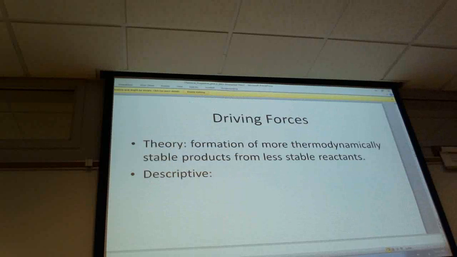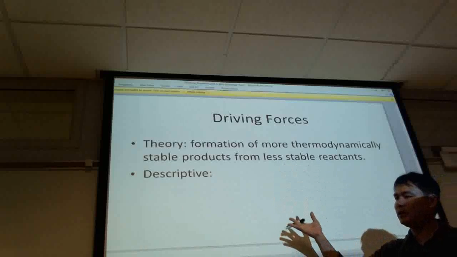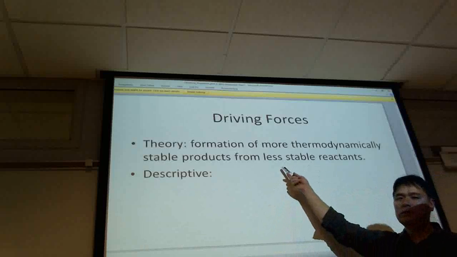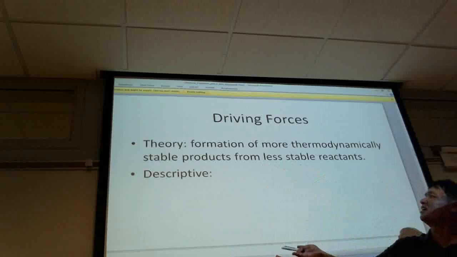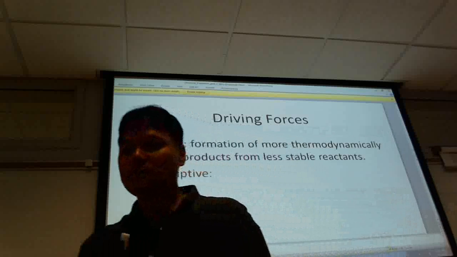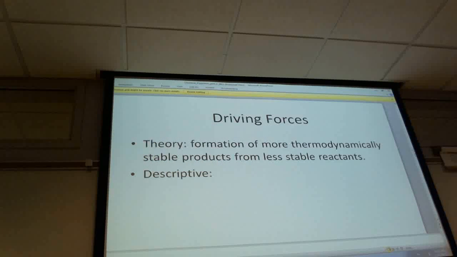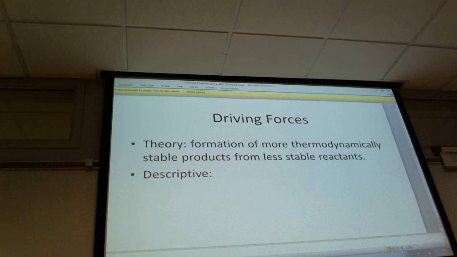And so what is a driving force? This is the way we look at it thermodynamically. Thermodynamics looks at energetics. So we're trying to form more stable products from less stable reactants. What dictates stability? Well, typically something's stable if it has strong bonds. Strong bonds are harder to break apart, so it's more stable. As far as descriptive cues, what types of things have strong bonds?